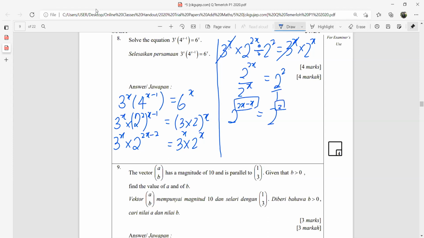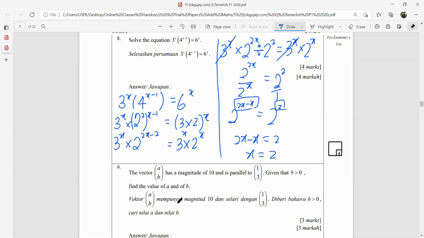On top equals on top: 2x minus x equals 2. So x equals 2. Since the left hand side is base 2 and the right hand side is also base 2, you get the answer. You see the way you try to rearrange. So you just solve it.